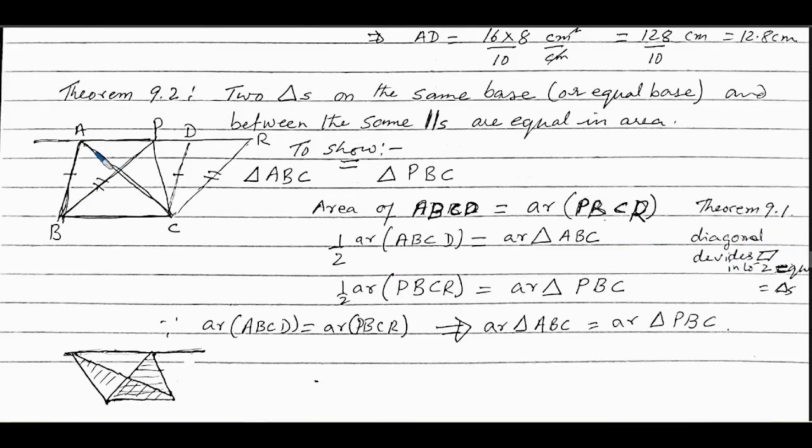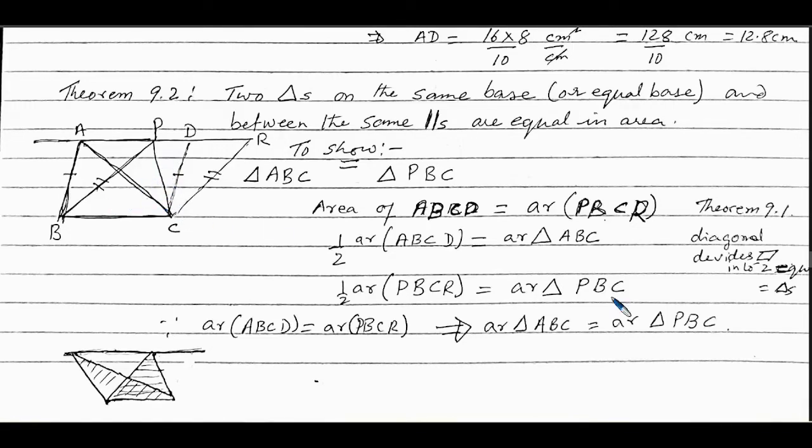So half of this area, which we have seen earlier: this is a parallelogram, and if I draw a diagonal, half of the area of ABCD is the area of triangle ABC. Similarly, half of this parallelogram PBCR, if I cut this diagonal, I get this triangle.